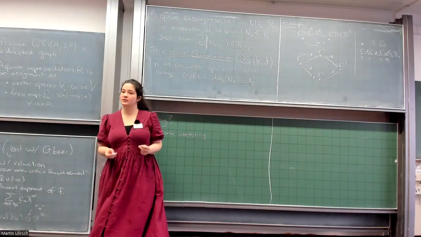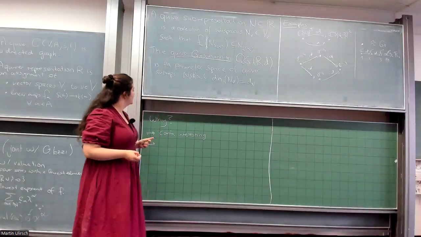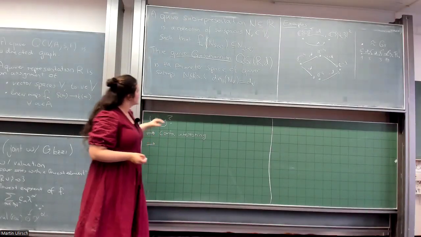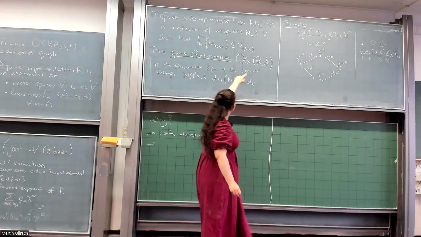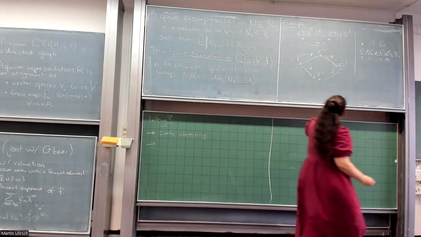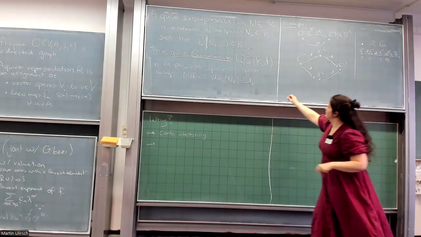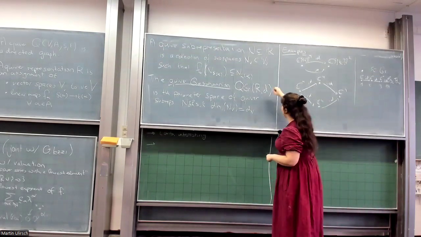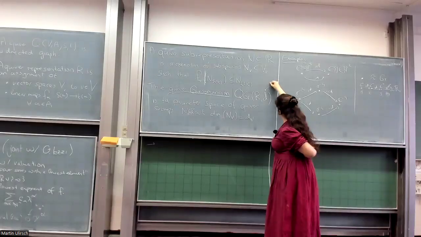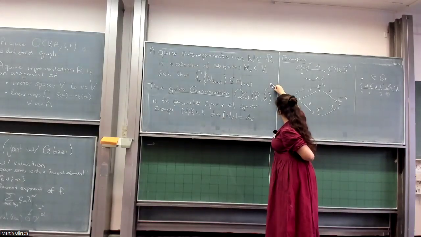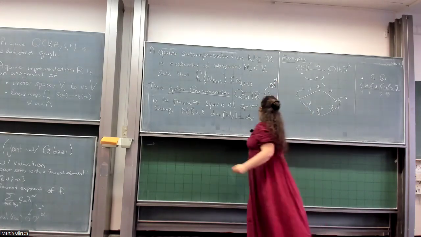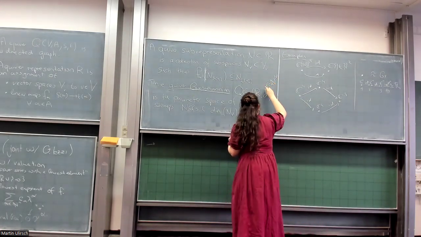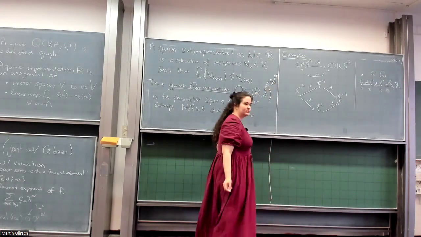Yes? So the dimension at each of the vertices is indicated by this dimension vector d here. So d is a vector, yes. And it has as many entries as you have vertices.